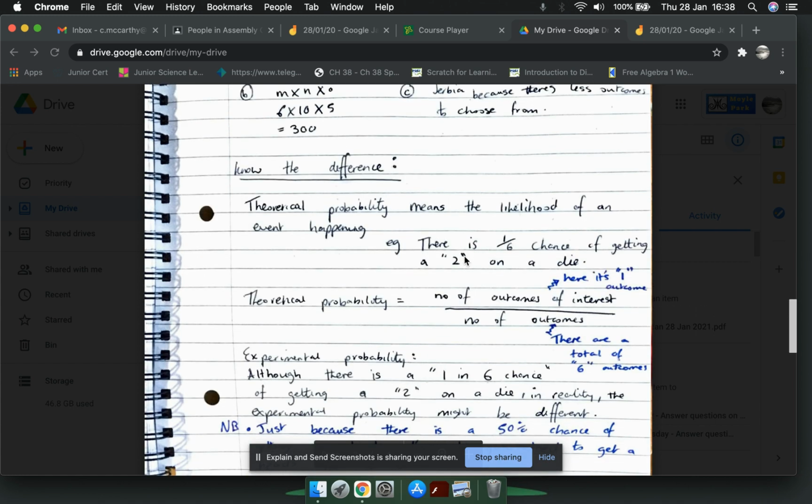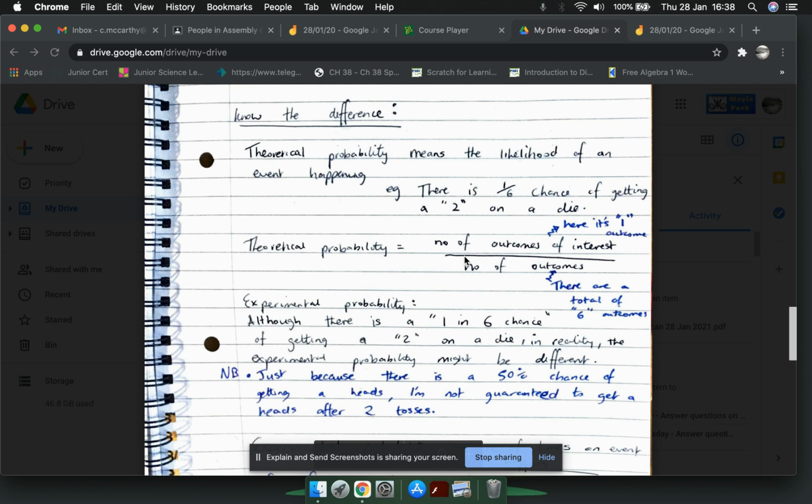What we want to look at today is a few different terminologies. We're going to start here with a bit of notes, and then we're going to jump into a few questions and answer them. What we need to understand today is the difference between theoretical probability and experimental probability.